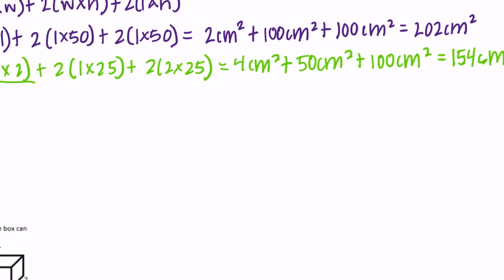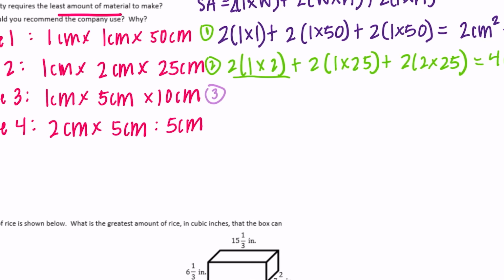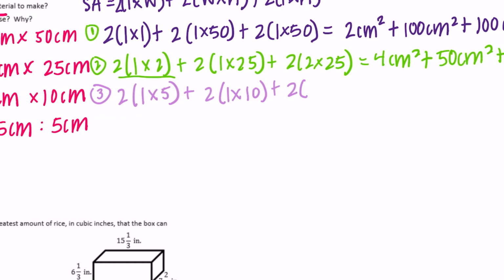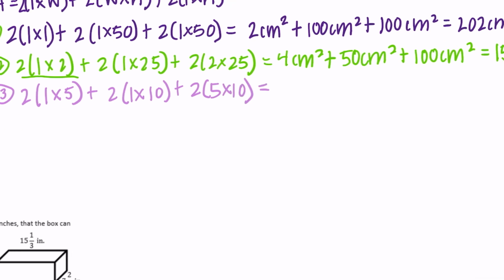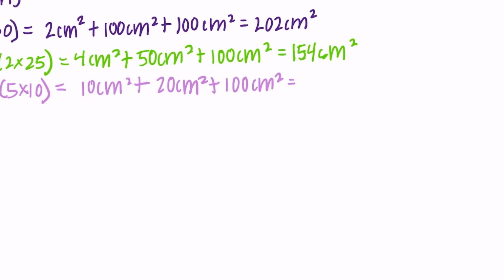154 centimeters squared. Okay, let's do choice 3. So we have 2 groups of 1 times 5 plus 2 groups of 1 times 10 plus 2 groups of 5 times 10. So 1 times 5 is 5, times 2 is 10 centimeters squared, plus 1 times 10 is 10, times 2 is 20 centimeters squared, plus 5 times 10 is 50, times 2 is 100 centimeters squared. So this would be equal to 130 centimeters squared.